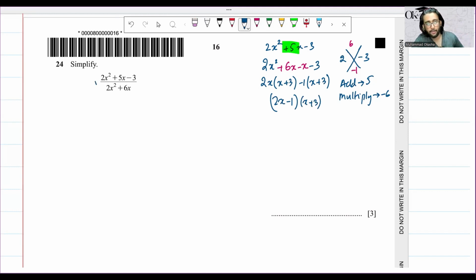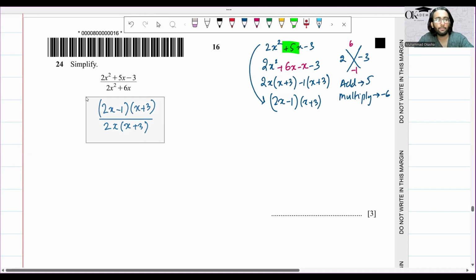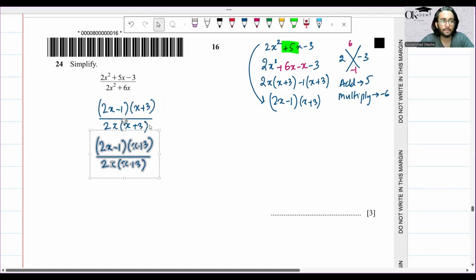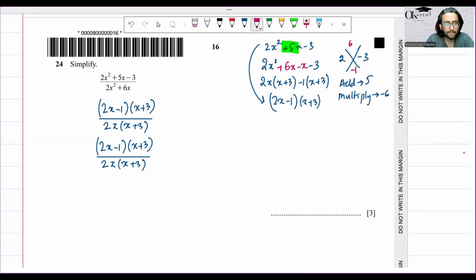Of course, you have to do it over here. I'm just lazy, so I did it separately. So instead of the numerator, we just simplified it. I can write 2x minus 1 times x plus 3, divided by the denominator, which has a 2x common on both sides. If I take out the 2x common from the denominator, I'm going to get x plus 3. And I see a very potential target for cancellation. I love cancellation, and I'm sure everybody loves cancellation. It just makes things smaller.